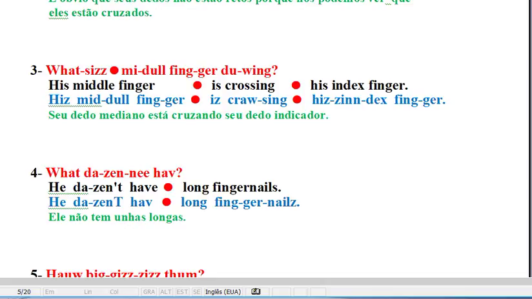Line 3. What's his middle finger doing? His middle finger is crossing his index finger. What's his middle finger doing? His middle finger is crossing his index finger.